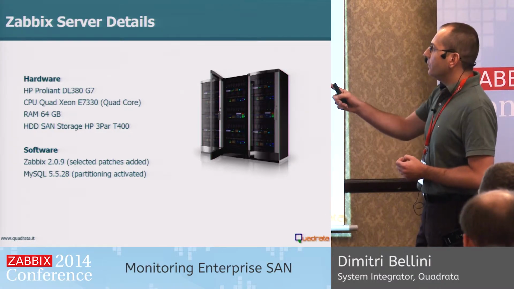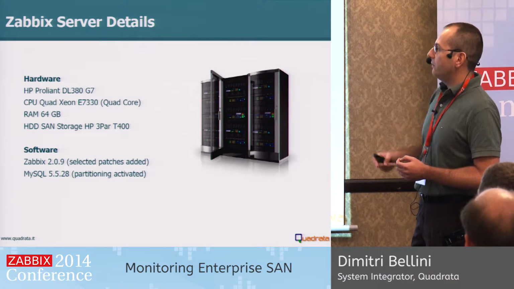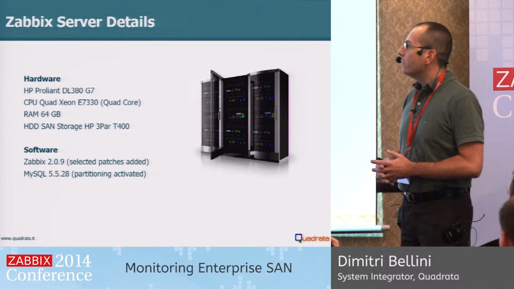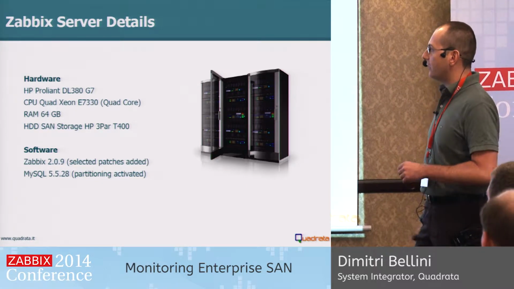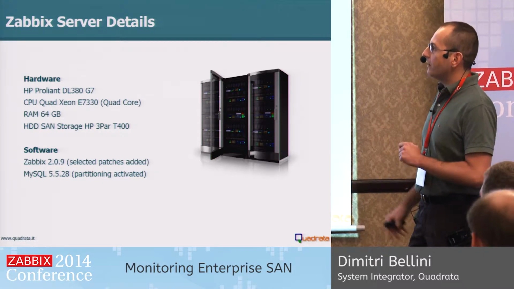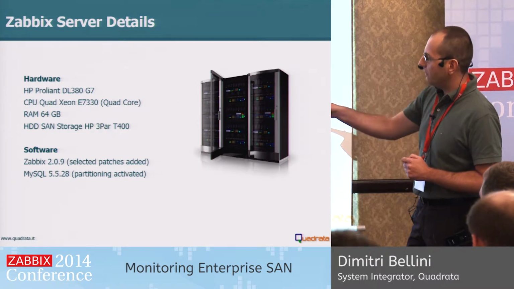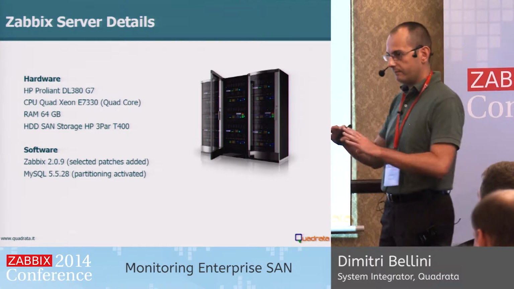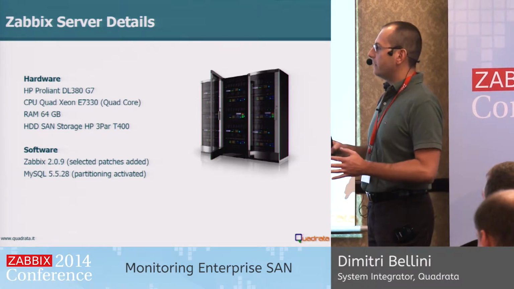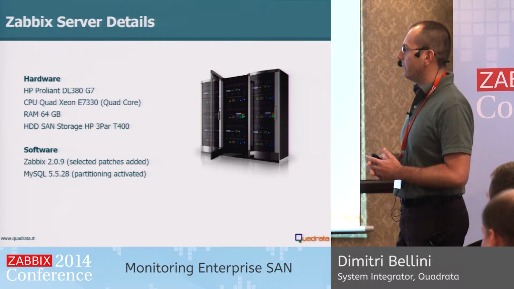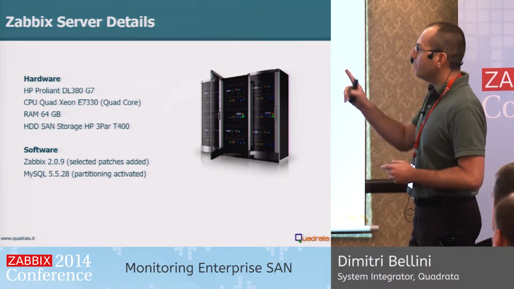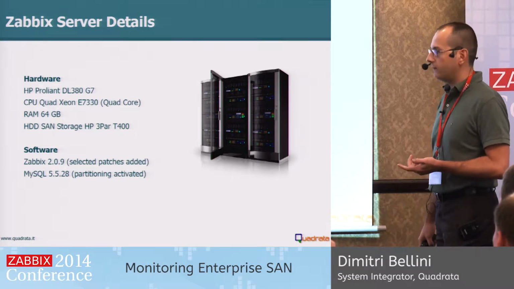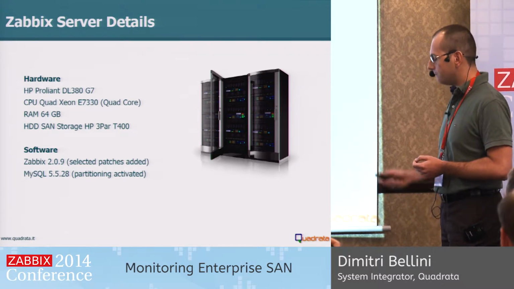At the moment, we use this kind of hardware in production: an HP ProLiant, a good server with near 64 gigabytes of RAM. We also have MySQL inside this server. We don't have a separate solution. Zabbix coexists with MySQL, and we use storage from a SAN, so it's a very fast storage solution.